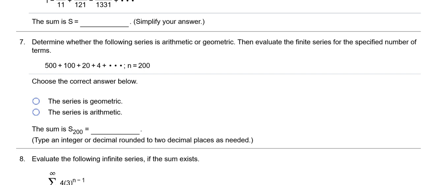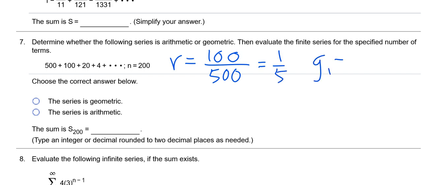Okay, question 7. Do we know the first term? Do we know the common multiplier? What is it? 100 divided by 500 would give me 1 over 5. So, yes. Any term divided by its previous term. You guys told me that the first term was 500. Do we know how many terms there are?